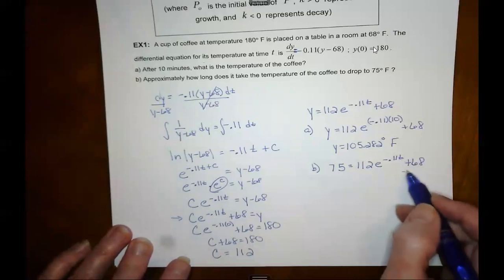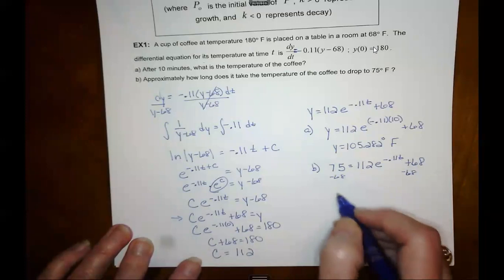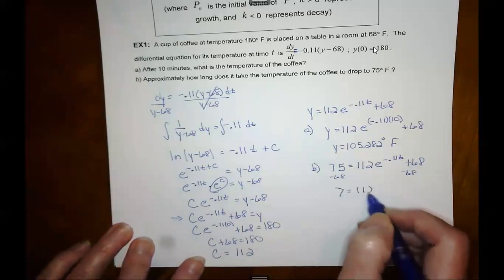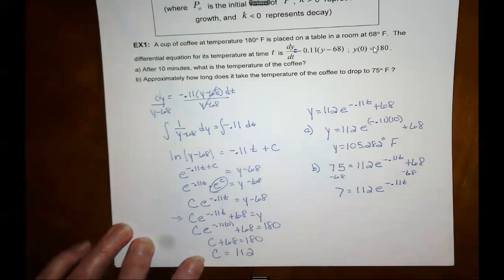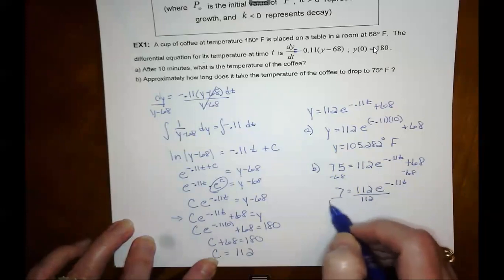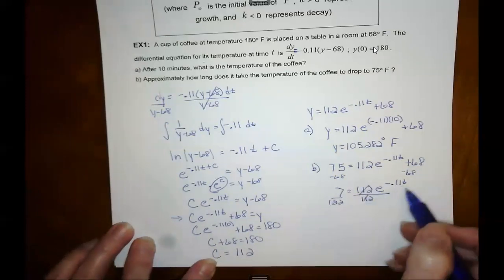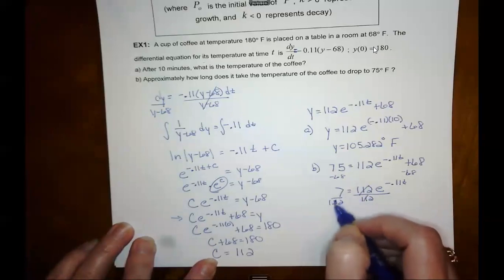So first thing we're going to do is still just subtract the 68. So we have 7 equals 112 e to the negative 0.11 t. Sorry about my dogs. All right, then we're going to divide by 112, because remember, our goal is to try to get that t by itself as much as we can. Oh, that's a 112, not 122.